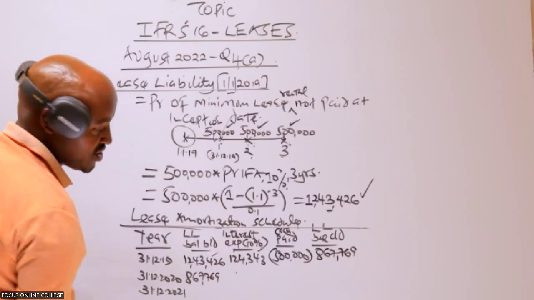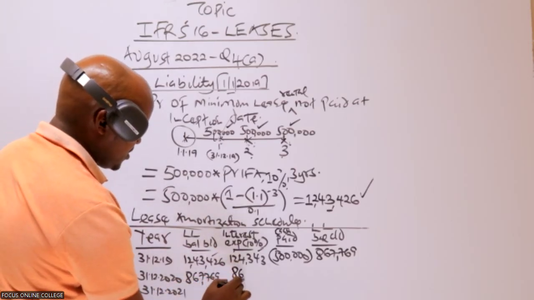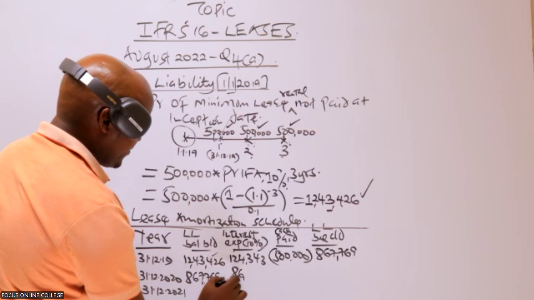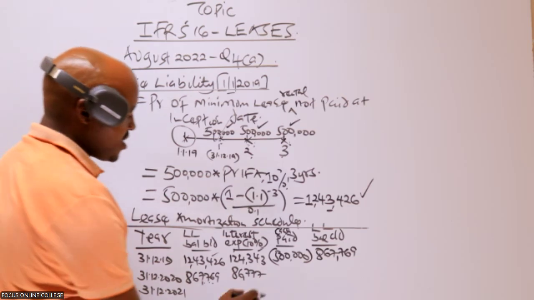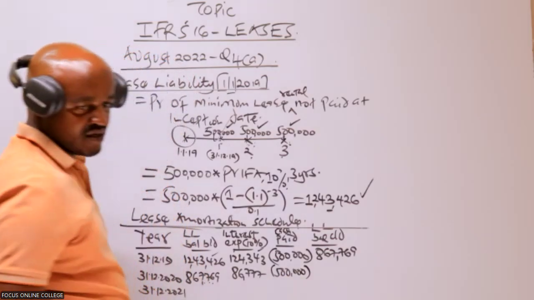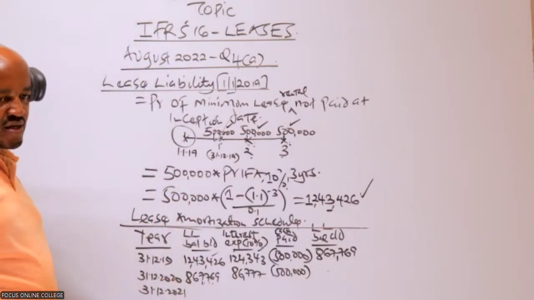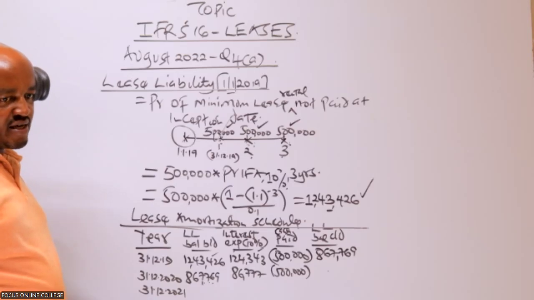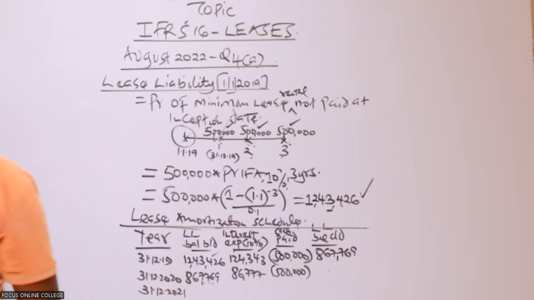And then we compute the interest, which will be 10% of this, which is 86,777 to the nearest whole number. How much was paid at the end of year one? 500,000. So give me this one. The lease liability at the end of year two.